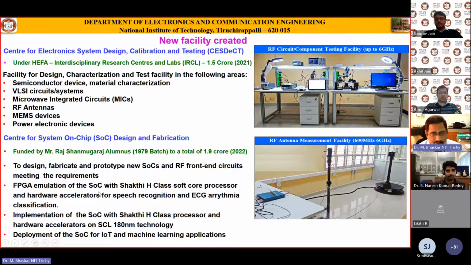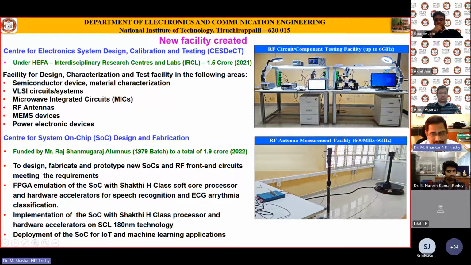And this is a new one, the Center for SoC Design and Fabrication. The complete center is being sponsored by one of the alumni, Raj Shanmugaraj. A single person has given 1.9 crore in 2022. And some research work related to SoC is going on with SEL Foundries.